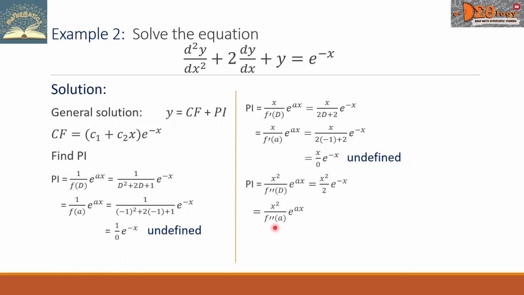Then we evaluate our denominator with respect to a. But since our denominator here is already constant, we will just copy that same value. So x squared over 2 times e raised to negative x, this is our PI. So we are now complete. The CF is here, the PI is this value.